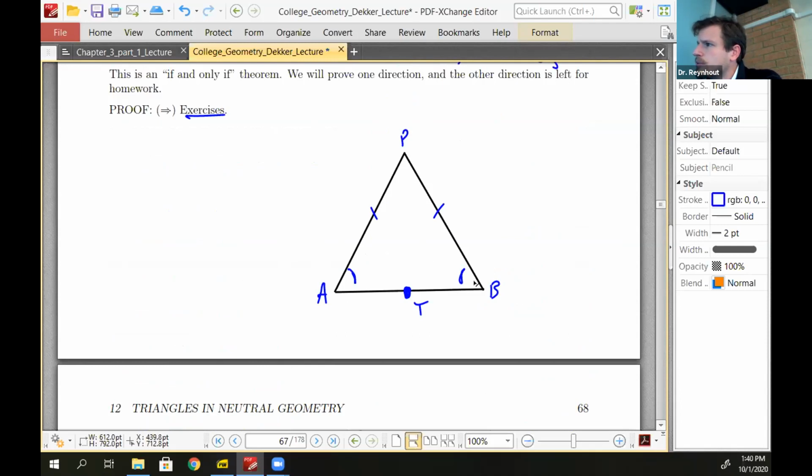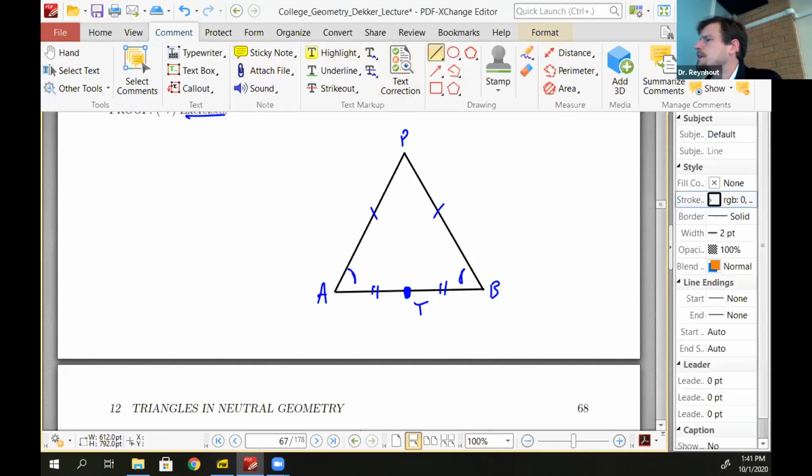Triangle APT is congruent to triangle BPT. That's because, as we mentioned a moment ago, we start off with PA congruent to PB. We noted by the isosceles triangle theorem that angle A must be congruent to angle B, and then T is the midpoint, so AT is congruent to TB. So by side angle side, these two triangles are congruent.